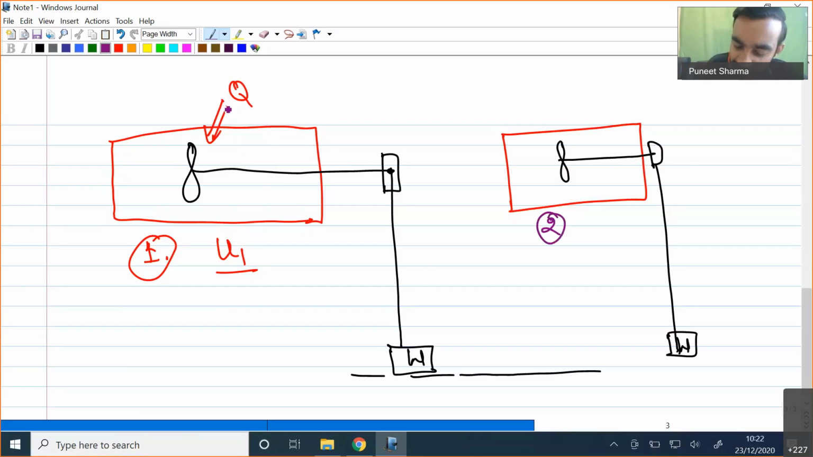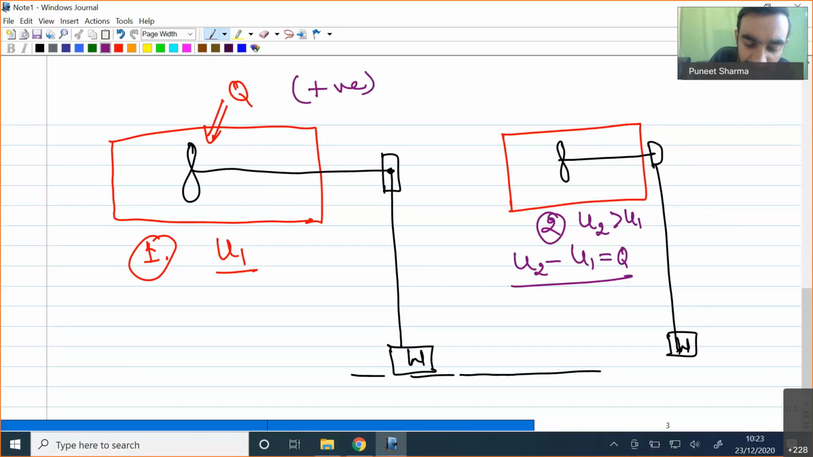Because of the addition of Q amount of heat, we will be having internal energy U2, which will be greater than U1. And U2 minus U1 will be equal to the amount of heat we have added. So in this process, the amount of heat added is positive. We are adding positive amount of heat to our medium.